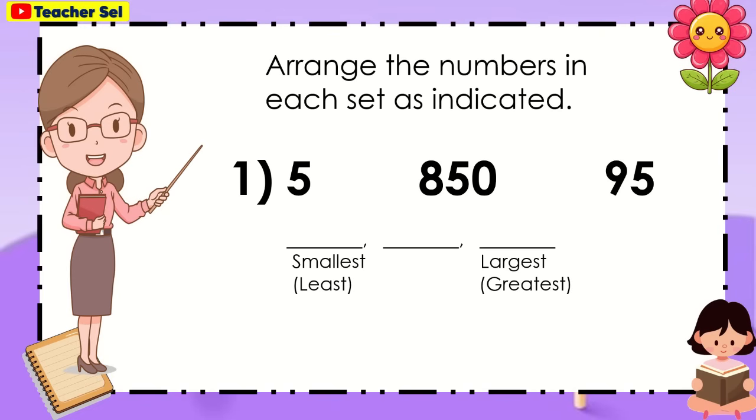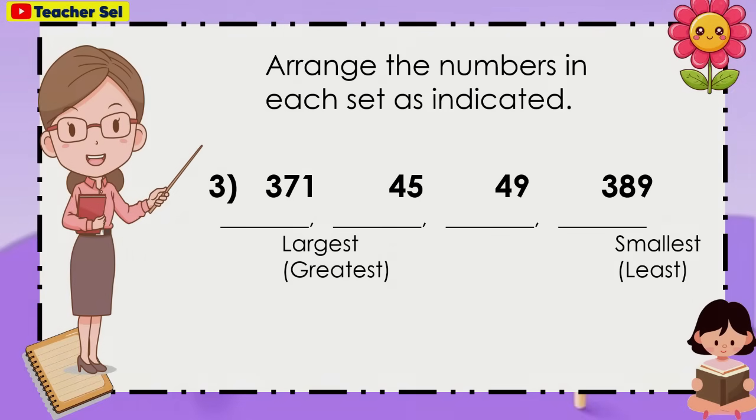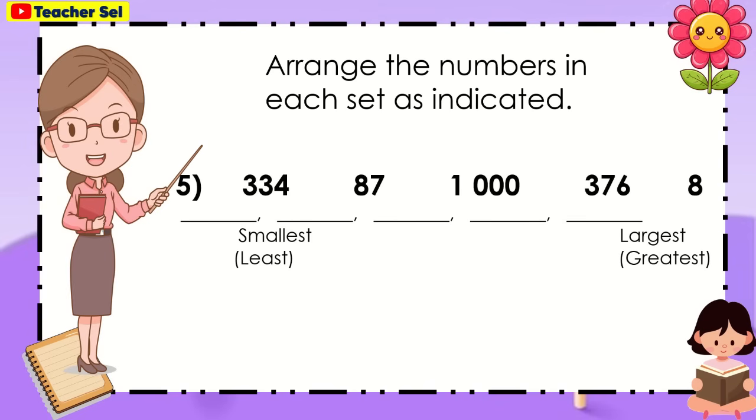Arrange the numbers in each set as indicated, smallest, least, to largest, greatest. For number 2, 880, 697, and 756. For number 3, 371, 45, 49, and 389. Number 4, 994, 9, 39, and 998. Number 5, 334, 87, 1000, 376, and 8.